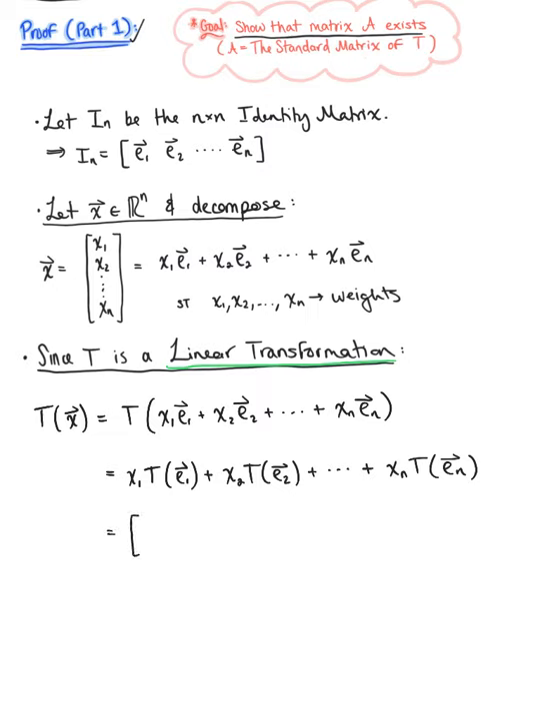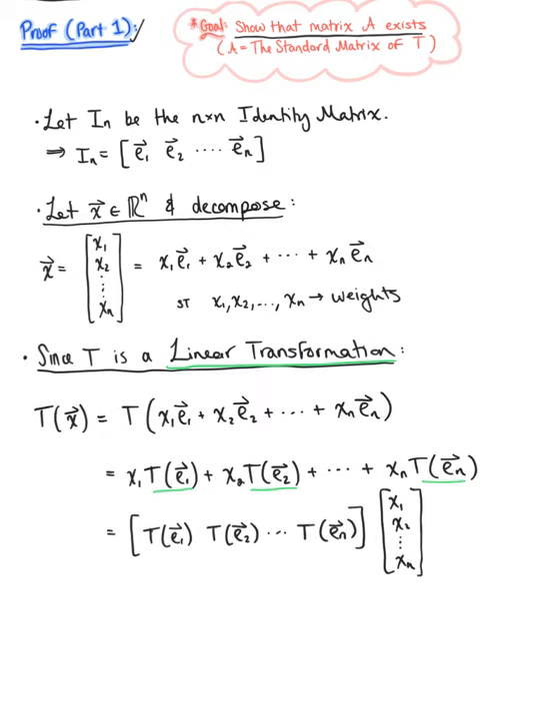We put all of these image vectors into our standard matrix. These are the column vectors of our standard matrix, and this is multiplied by vector x, with entries x sub 1, x sub 2, all the way down to x sub n. This is exactly what we wanted. We have matrix A, whose columns are defined by the images of the elementary vectors under the action of T, multiplied by vector x, that vector in Rn. And so, matrix A exists.